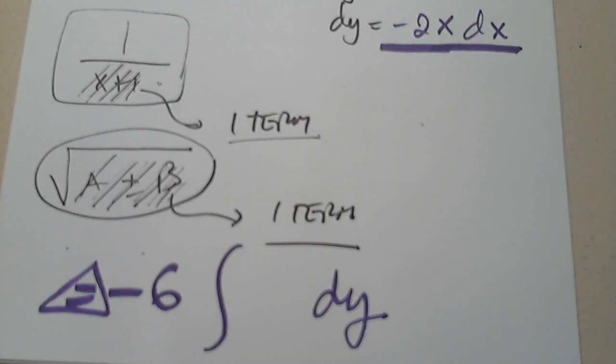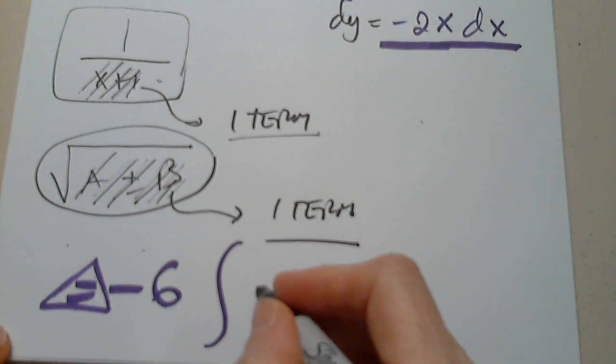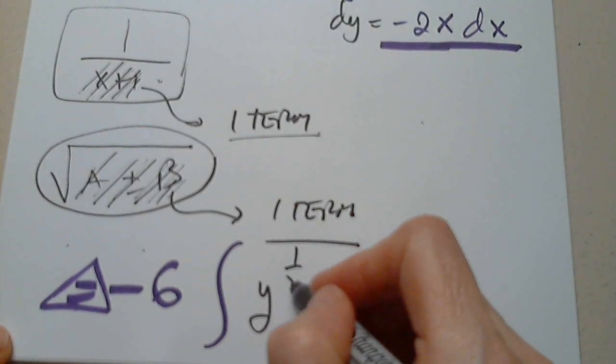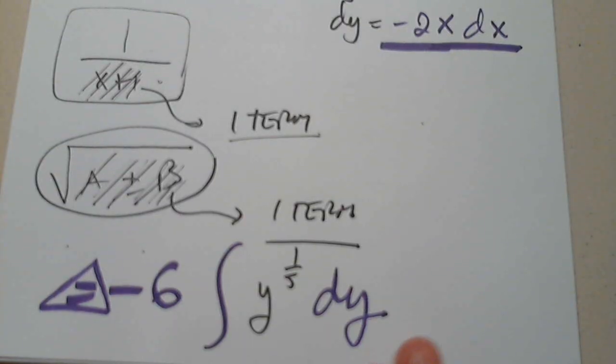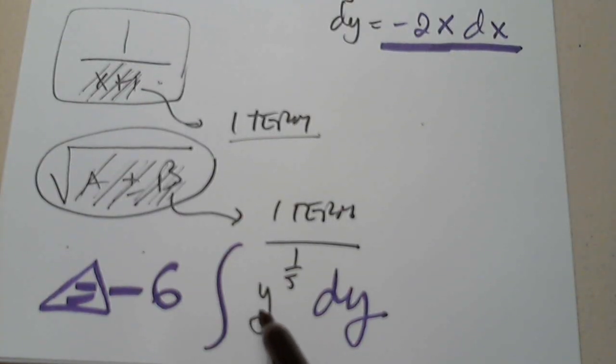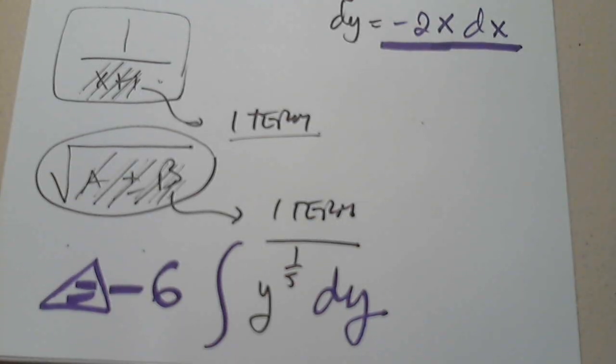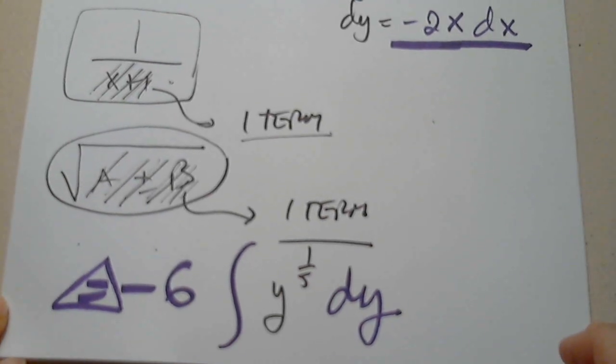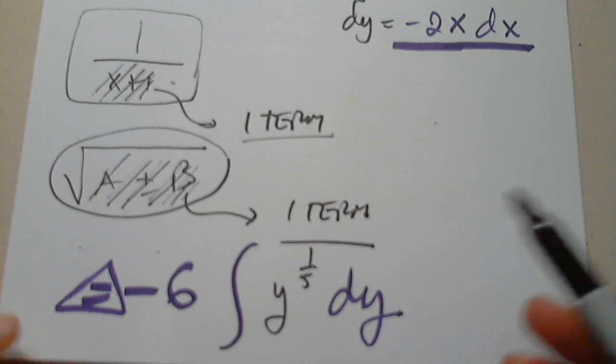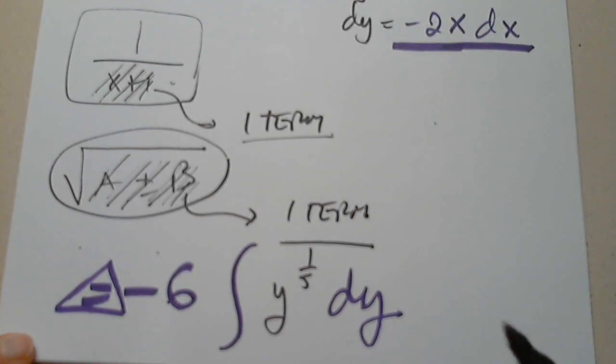Put it as u to the 1/5. Yes, y to 1/5. Very good. If you use u, that's fine, but you have to write u to 1/5 du. You just have to be consistent. It doesn't matter which letter you use, but it cannot be x. It can be anything else, but it has to be consistent.